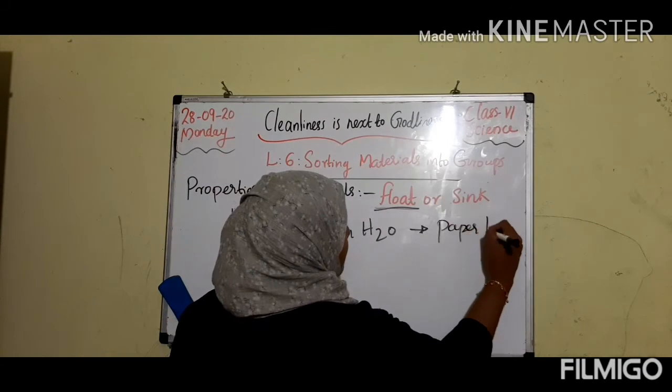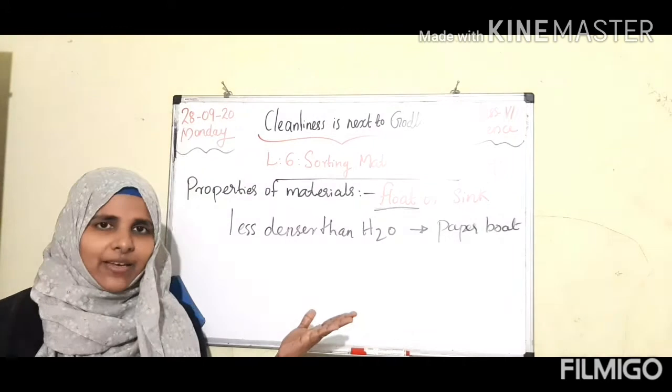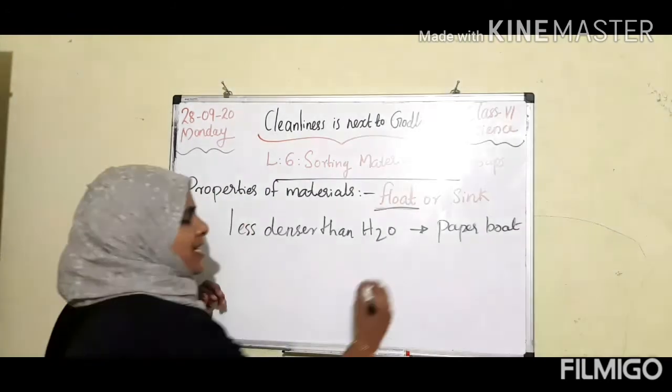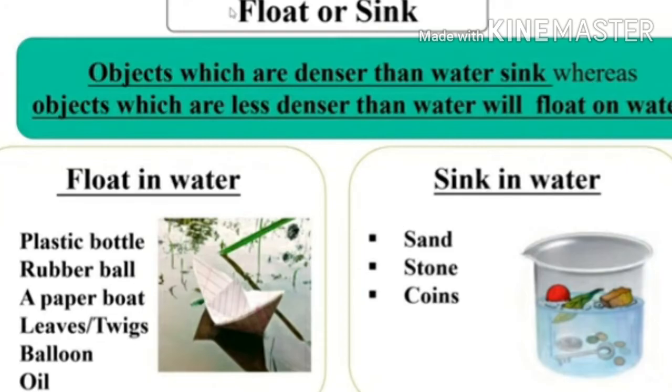Paper boat. But some objects which are more dense than water will sink in the water, right? Can you give an example? Just now we saw a stone, right? So this is also one property of material.